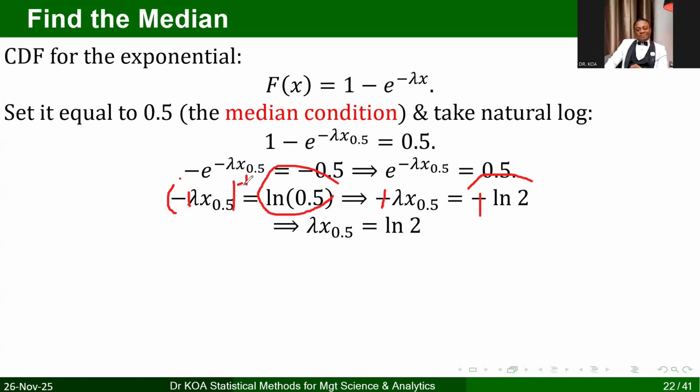Which one? I just don't get why the negative comes. I know it's there, it's supposed to be there, because whatever you do to the left-hand side, you got to do to the right-hand side. You know that.